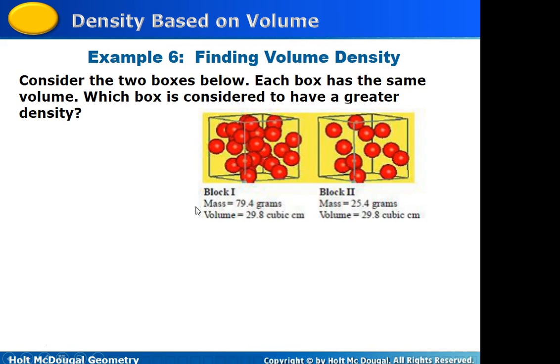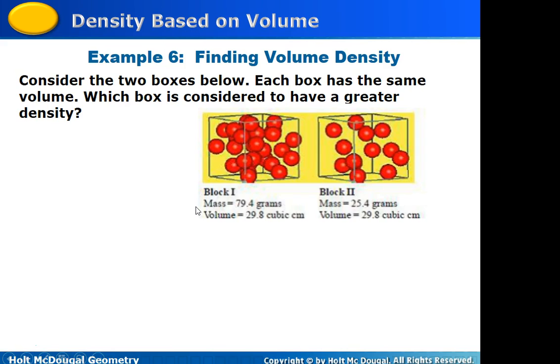So if we look here, it says, consider the two boxes below. Each box has the same volume. Which box is considered to have a greater density? If you look at the blocks, the molecules in block 1 are closer together than the molecules in block 2. So obviously I'm expecting block 1 to have a higher density than block 2.